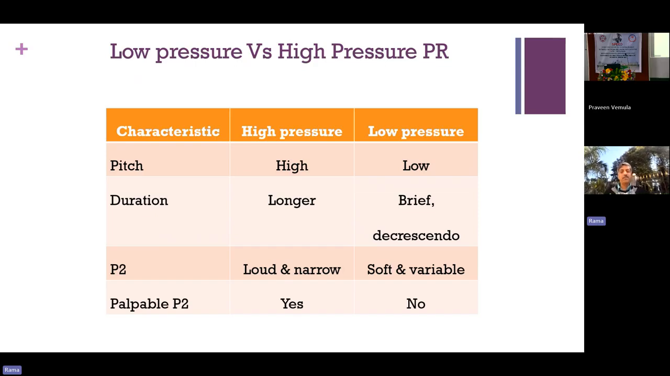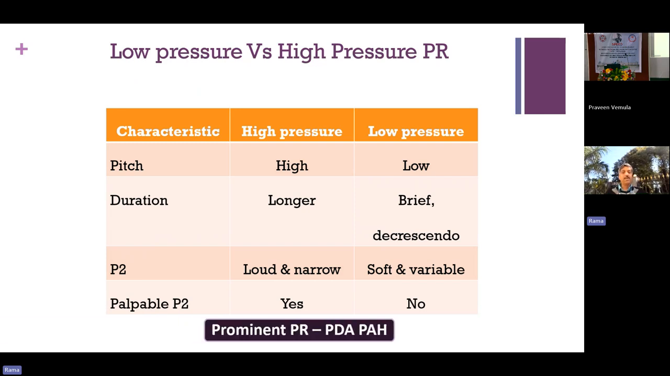High pressure PR is high pitched with longer duration, like your AR murmur. Whereas a low pressure PR murmur is a low pitched, brief decrescendo murmur with other features absent. Prominent PR is found in PDA with PH.